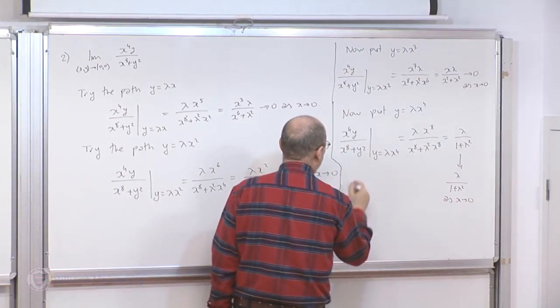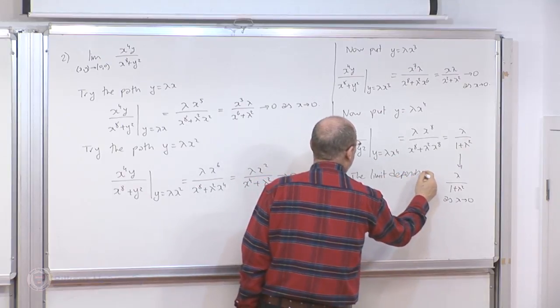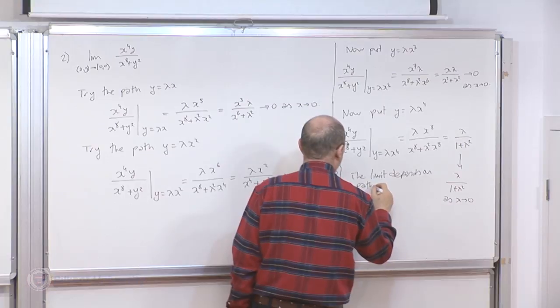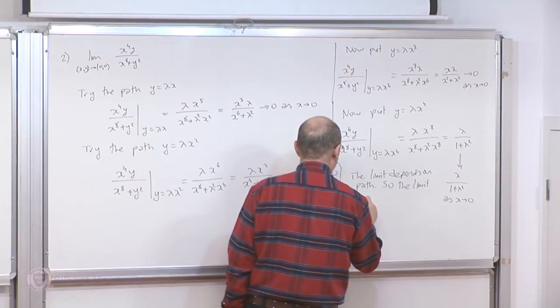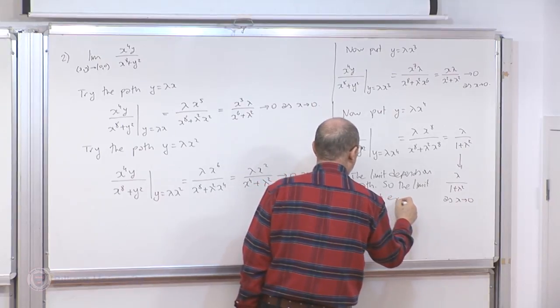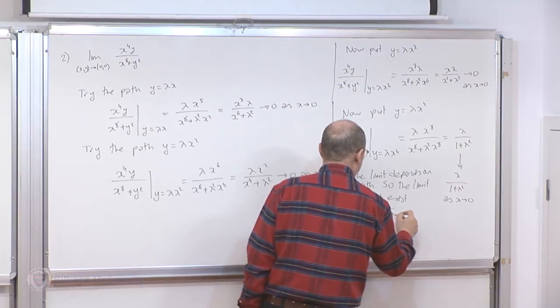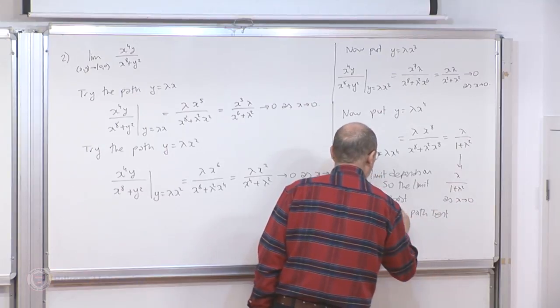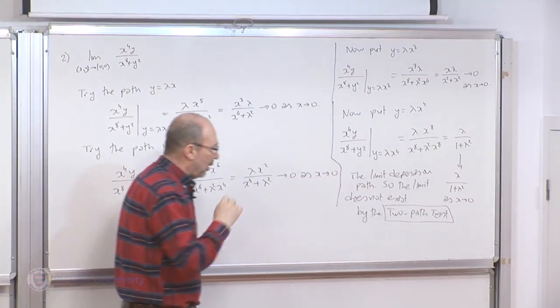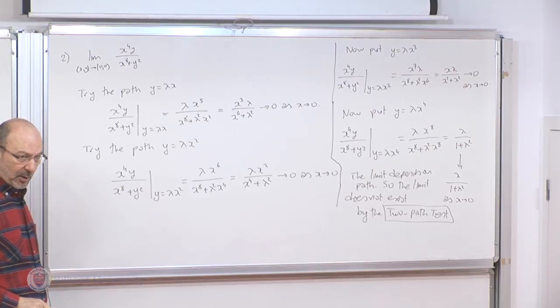Okay? The limit depends on path. So the limit does not exist by the two-path test. Okay, so this name is now standard. Two-path test is used to find 2 different paths along which you get 2 different limits. Then the limit does not exist.